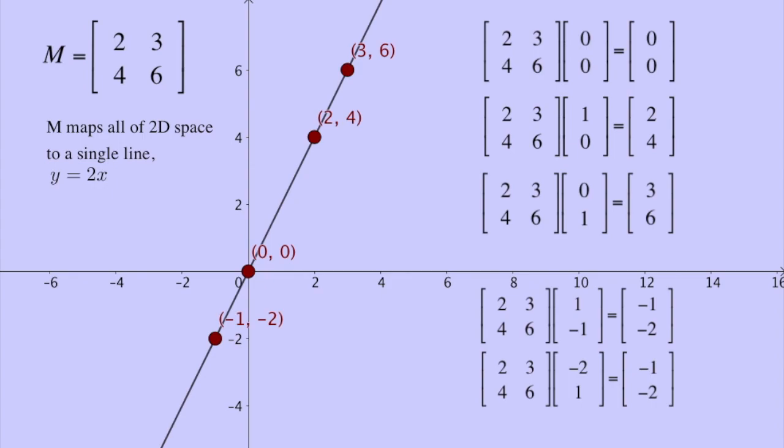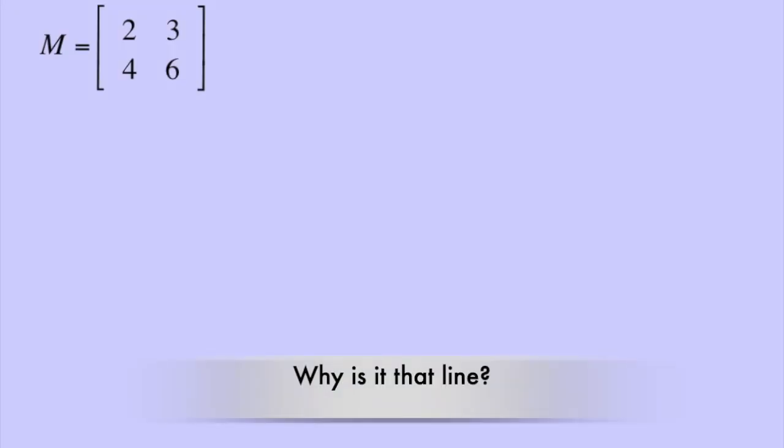M maps all of 2D space to a single line, and we can see that the equation of this line is y equals 2x. So let's think a little bit about why all the points in this matrix map to the line y equals 2x. We saw visually that all the points ended up on that line, but what about the matrix yields this result?